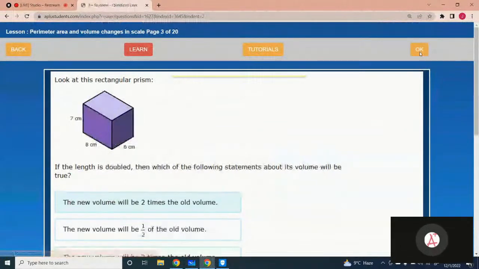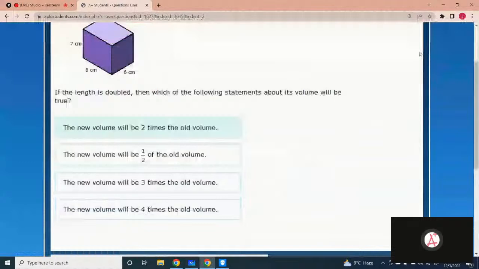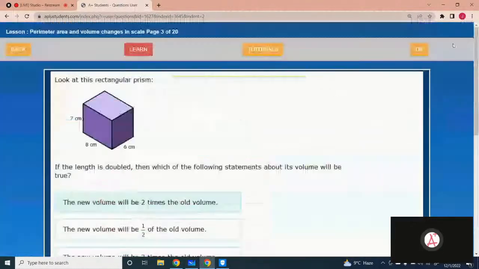Okay, the next one: look at the rectangular prism. If the length is doubled, which of the following statements about its volume will be true? That is exactly the same as what we just did, but in the last question the length was tripled, so the volume was 3 times the old volume. Now the length is doubled, which means the new volume would be 2 times the old volume. So select the correct option, then click on the OK button.